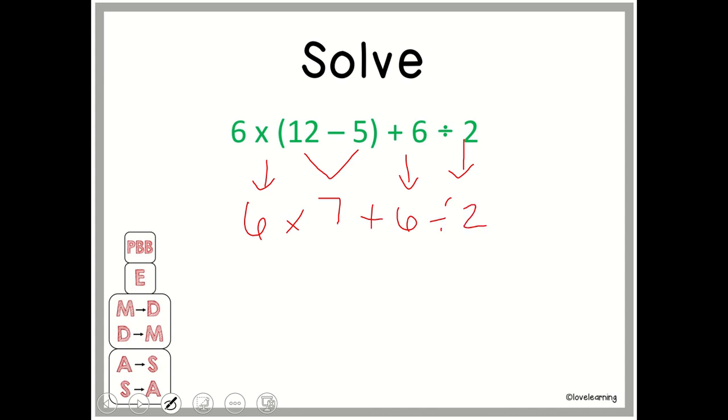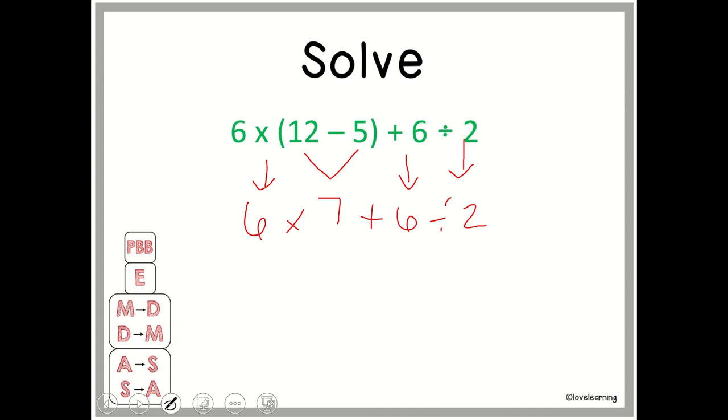Then I want to see what I need to do next. I noticed that I don't have any parentheses. I do not have any exponents, but I do see that I have multiplication and division. Oh my goodness, what do I do when I have both? Think about it. That's right. You want to solve from left to right.